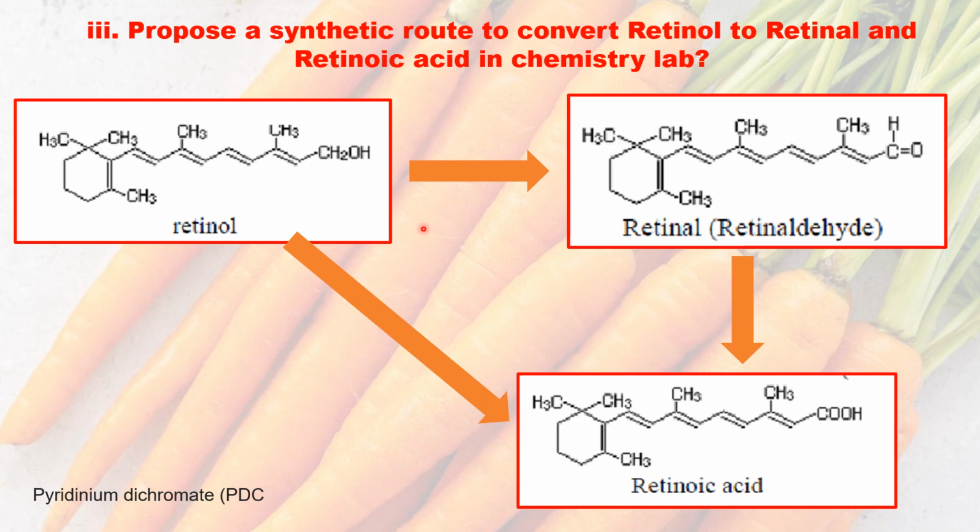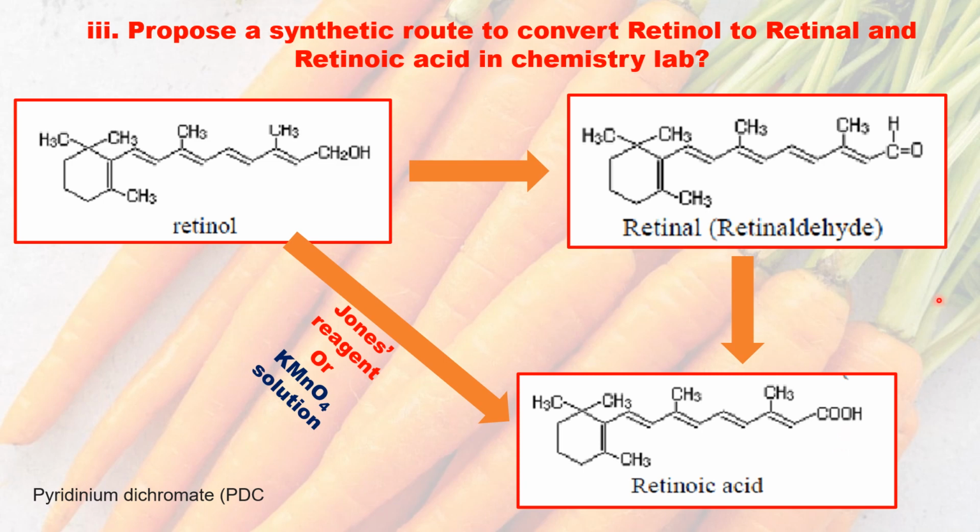The third question is, propose a synthetic route to convert retinol to retinal and retinoic acid in the chemistry lab. From the previous slide, we have seen that Jones reagent can convert retinol to retinoic acid. We can also use another reagent, alkaline KMnO4 solution. It also can convert primary alcohol to carboxylic acid. Actually, the reaction proceeds via aldehyde, but since we are using a very strong oxidizing agent, we cannot isolate the aldehyde. Rather we isolate the carboxylic acid compound.